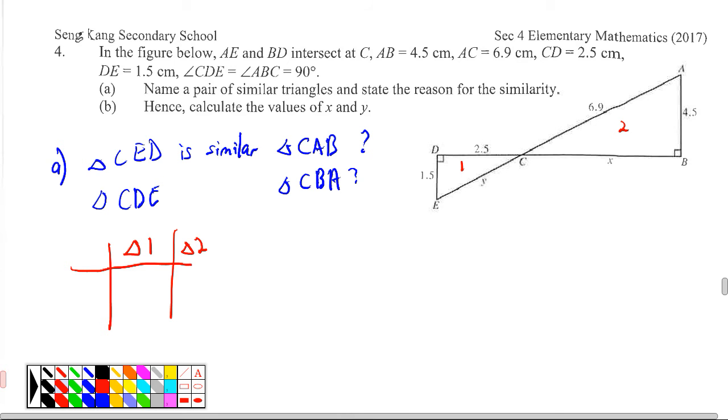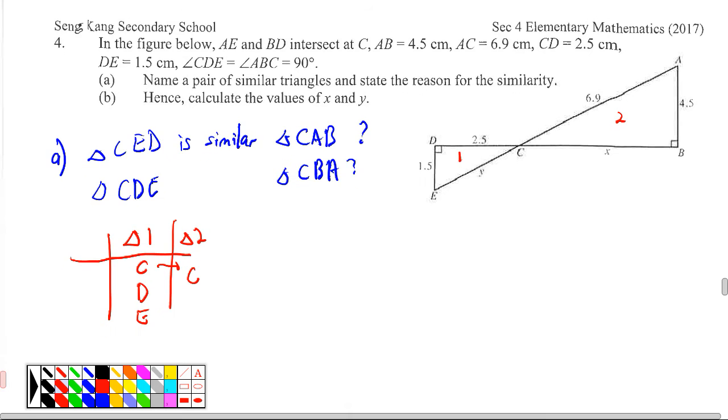This one you put in sequence CDE. Tell me, in triangle 2, do you say CDE or CED? Which one is similar? Which one has the same angle as C? Second one is B, D. Third one is A.